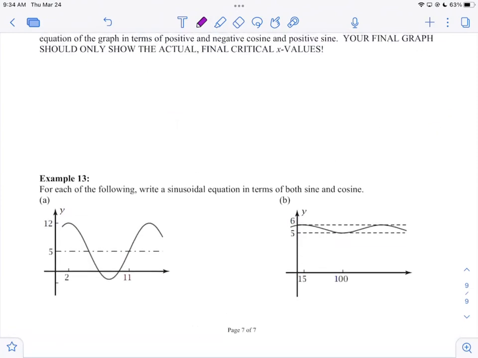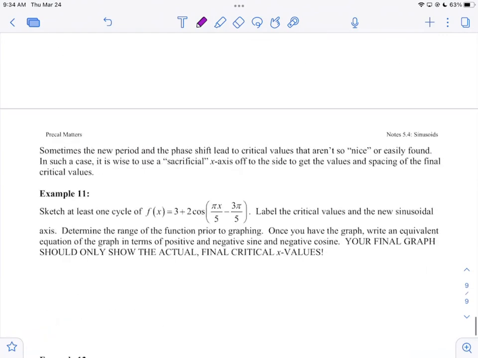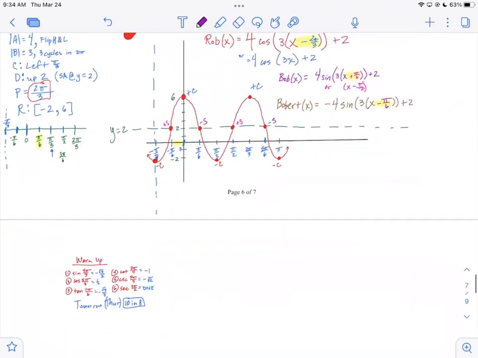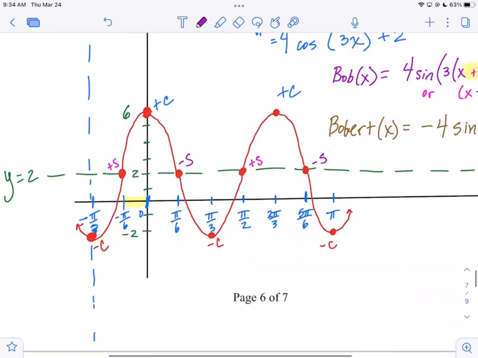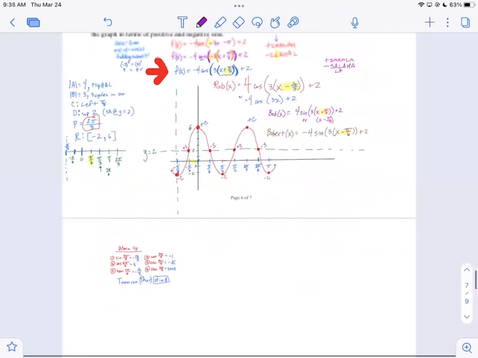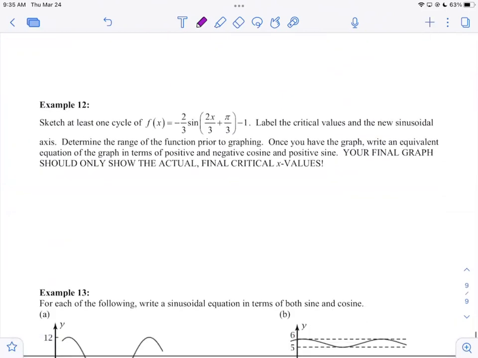And then we'll finish with example 13, where we're going backwards, which should be easy because of what we're doing now by already writing equations. Once we create our graph, given the graphs here, we might have to fill in some details. But when we make our graph, it's already perfectly detailed. We have every critical value and only every critical value labeled: high point, low point, and sinusoidal axis. Okay. Any questions? We'll stop there for today.